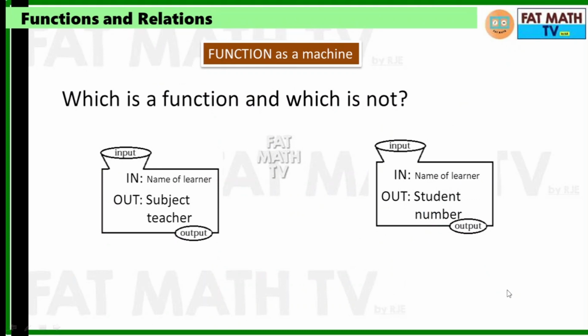Which of the following is a function? Here, we will input the name of the learner and the output is the subject teacher. For the second one, the name of the learner and the output is his or her student number.